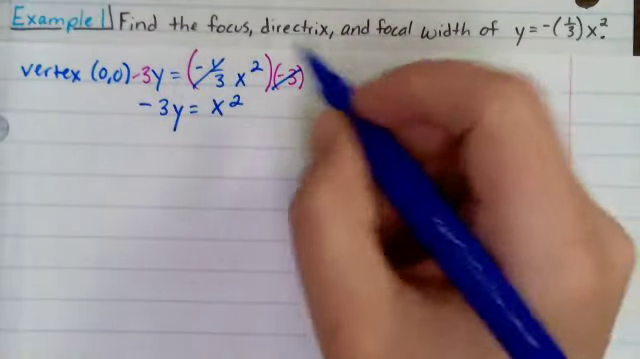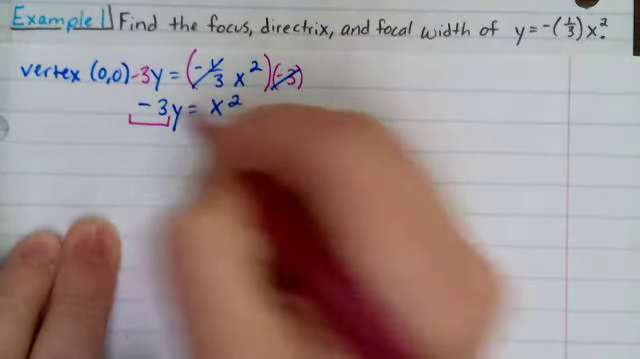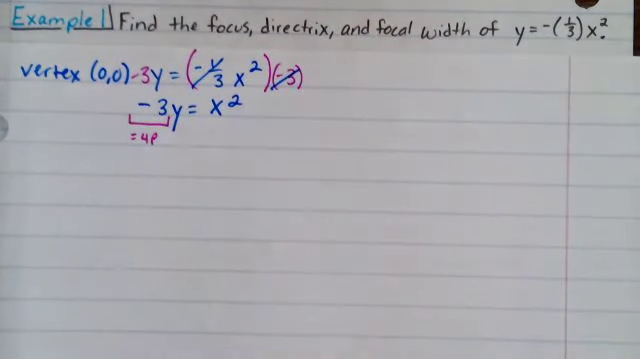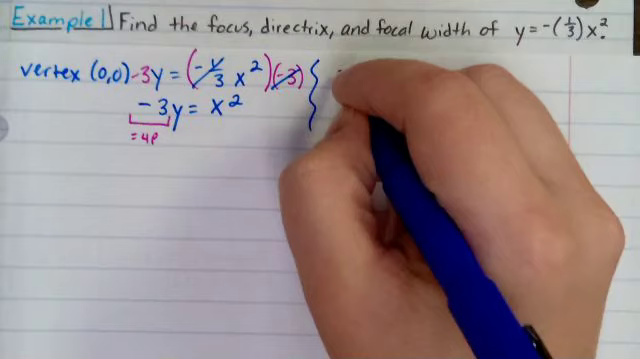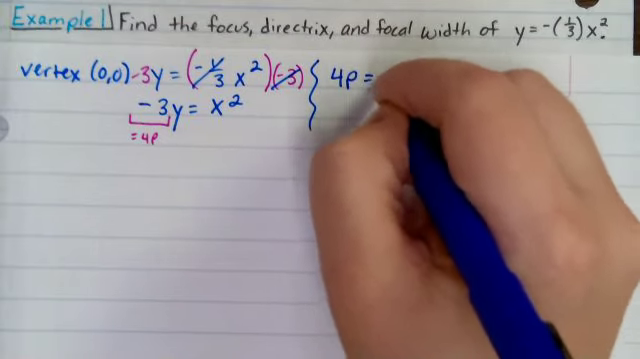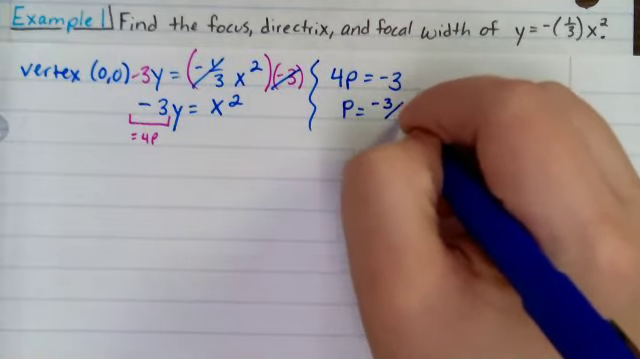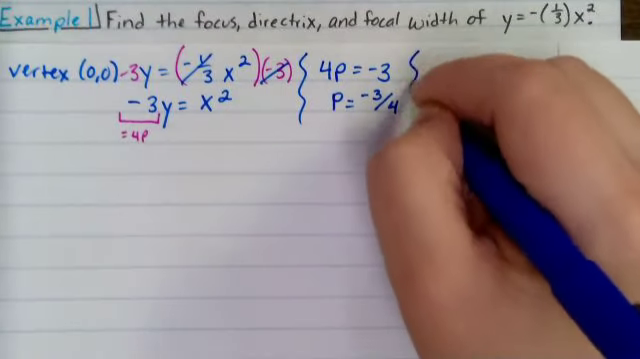Okay, so I'm going to say, okay, this guy right here, this -3, that's what's in front of y. That is equal to 4p, okay? Which means that allows me to set up a little equation and find that p-value, which will then allow me to get the rest of what I need. So I'm going to say that 4p was equal to -3. That's a quick little just divide both sides by 4 situation. So I get that p is -3/4.